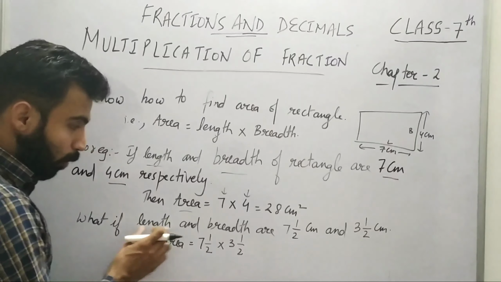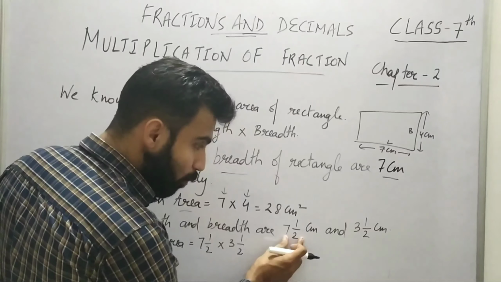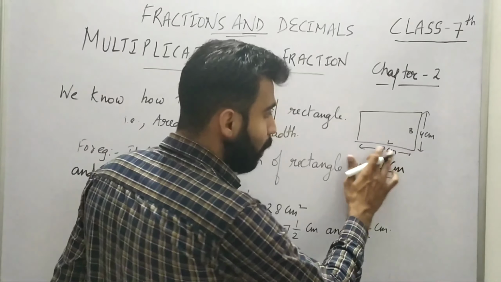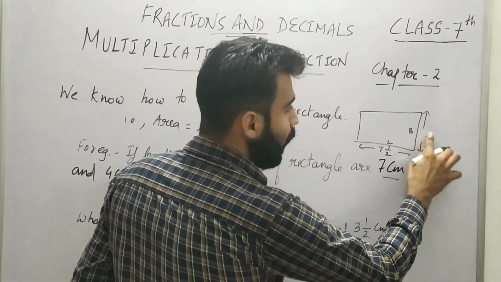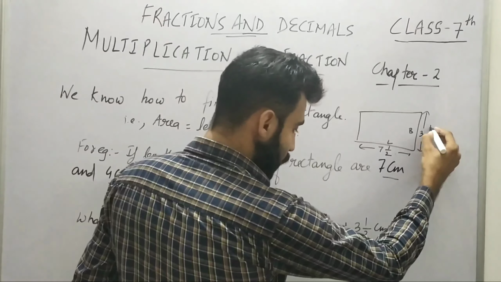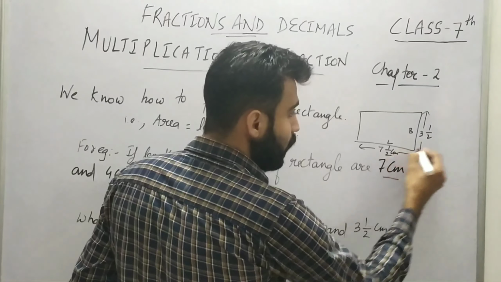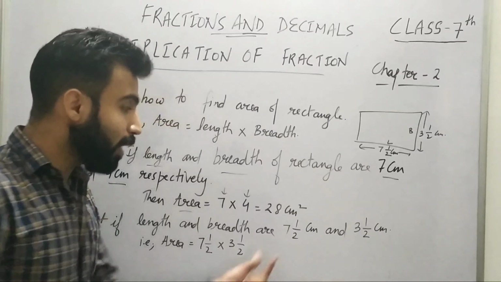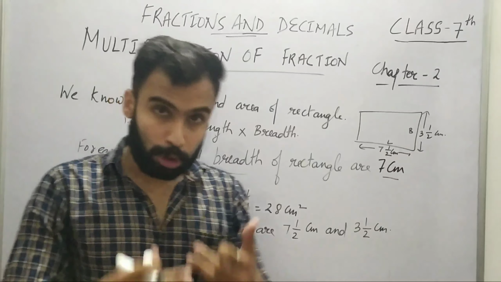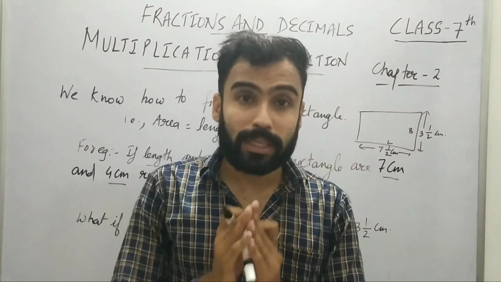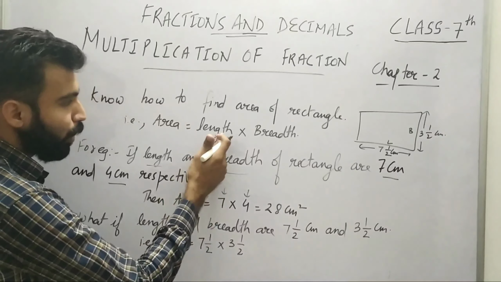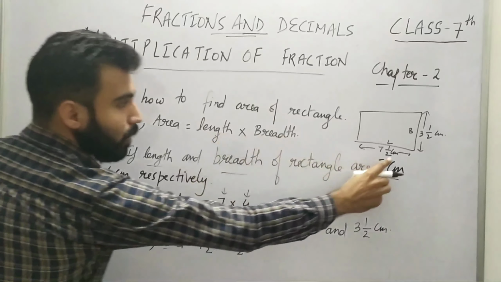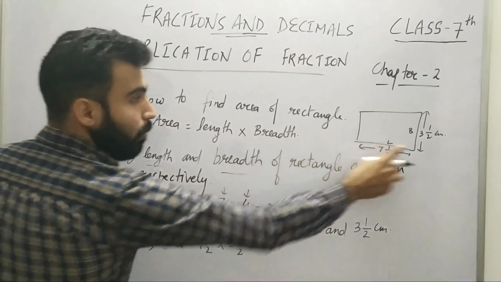So what if now the length and breadth are like 7 1 by 2 and 3 1 by 2? Let me just replace them. So if the length is now 7 1 by 2 and breadth is 3 1 by 2, you can see here it's now a mixed fraction, right? So we should know how to multiply mixed fractions. We know the area is length into breadth, so let me just substitute one by one. Length is here, breadth is here.